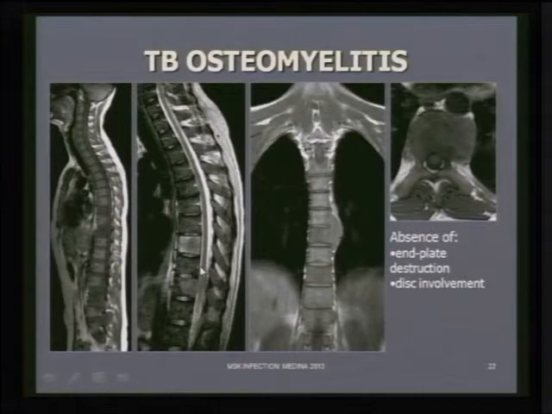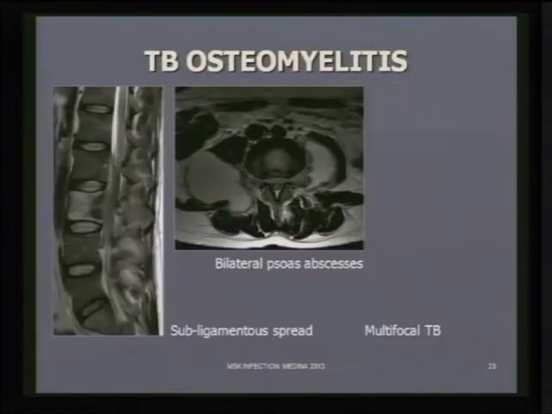So when we see these features, really, we have no option but to say that this is widespread metastatic disease, maybe lymphoma. But when we look a bit more carefully, we see some features which point to tuberculosis. And the two features we saw in this case were the subligamentous spread deep to the PLL.